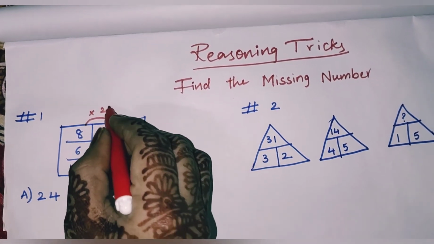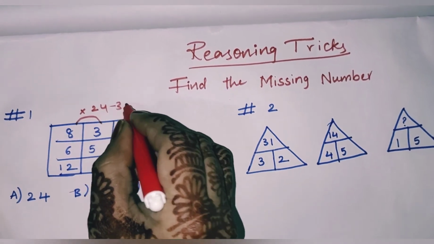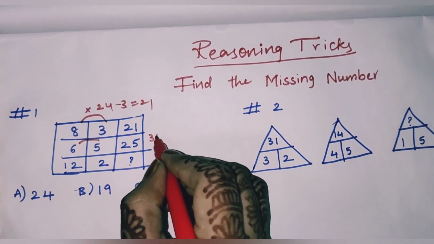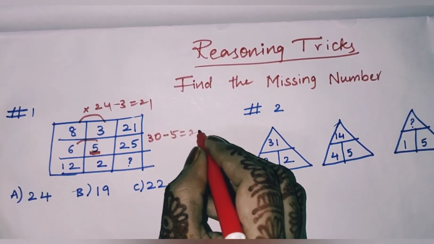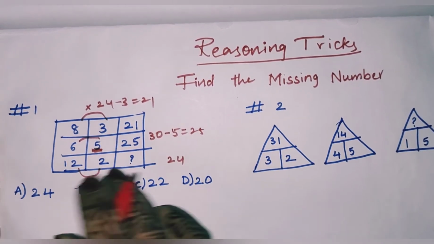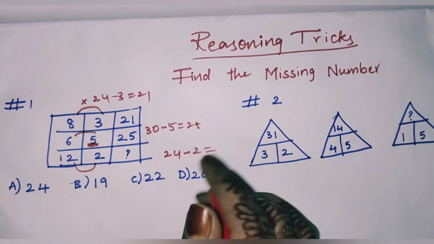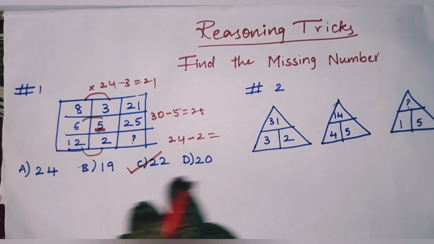8 3s are 24, minus, subtract this 3 from this, you will get 21. In the same process, multiply these two, 6 5s are 30, minus 5, you will get 25. In the same process, multiply these two terms, 12 2s are 24, minus this term, 2. 24 minus 2 is 22. Here C is the option. This is model number 1.